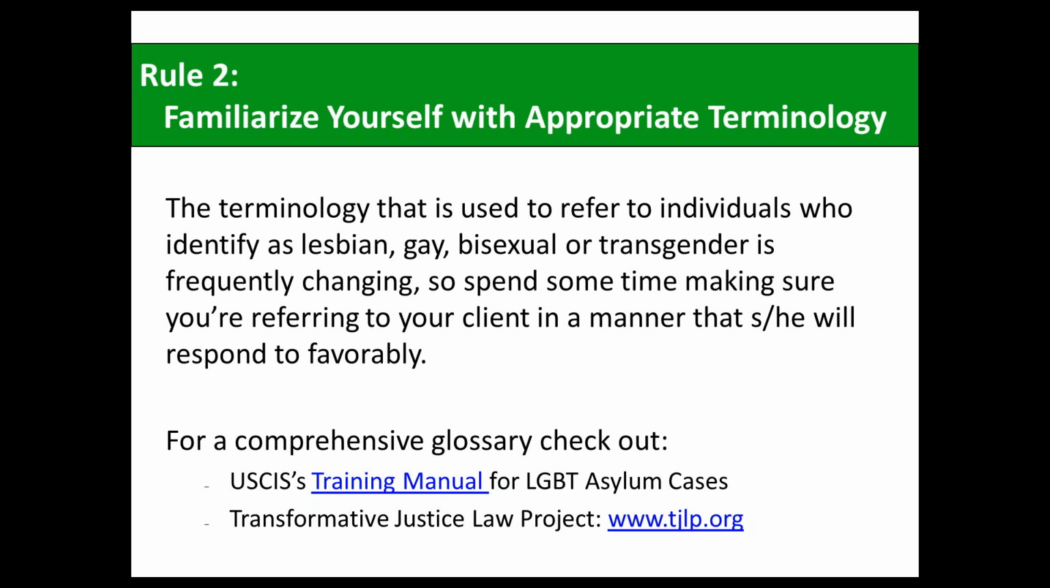Next slide. Rule 2, familiarize yourself with appropriate terminology. The primary terms LGBT, lesbian, gay, bisexual, and transgender are not the only ones. Some of them are umbrella terms, and they each encompass a wide variety of people who live all over the world. These terms change often, so it's recommended that you take some time to make sure that you're referring to your client in a way that makes them feel comfortable. For some online resources to check out glossaries, USCIS has a training manual on LGBT asylum cases, and also TJLP, which I mentioned before, has a website with materials about this.